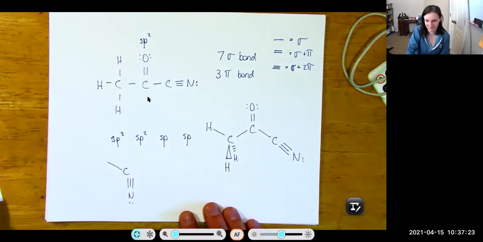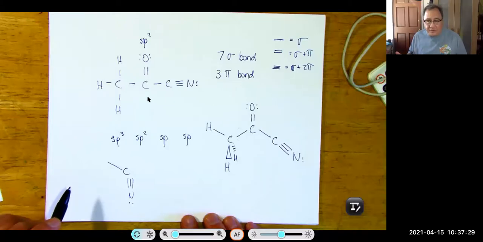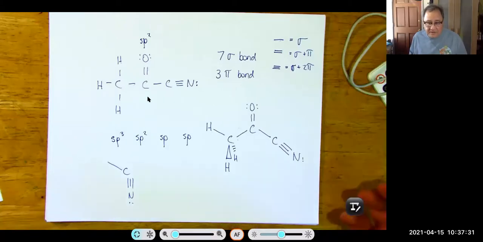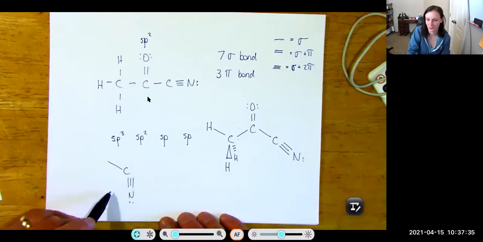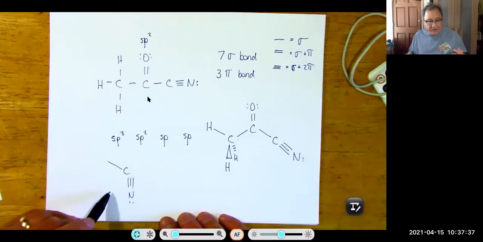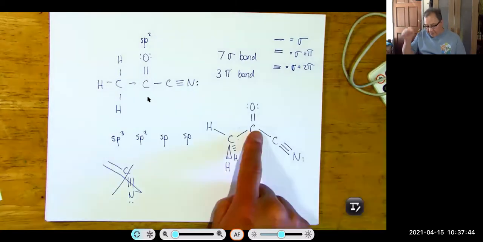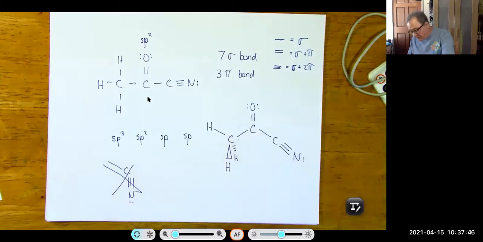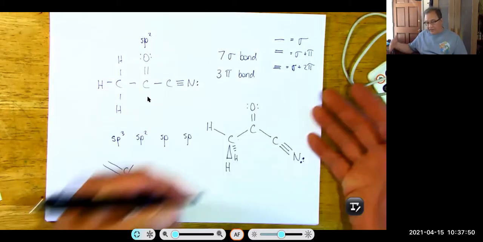Well, how many pairs are on that carbon? 2. So what's the arrangement of the pairs? Linear. So no, we can't do that. That's not the way it should be drawn. So that's why this looks straight, because that carbon's linear. And that's why you put these lone pairs over here instead of on top or the bottom, because you want to make it look linear, right?